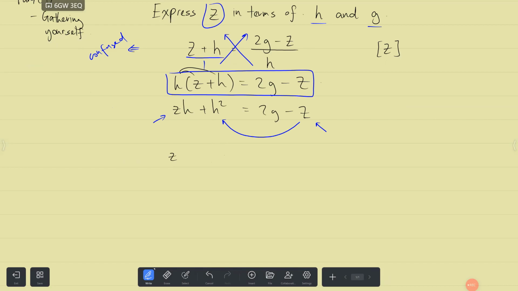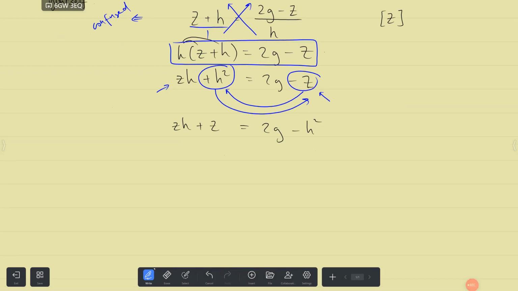So it becomes ZH plus Z, or you send the negative Z over to the left-hand side, and you kick everything that's not your friend. So over here, you can kick H squared away, put it to the other side, so it becomes 2G minus H squared. So as it stands, you are very clear that H squared should be away because ultimately you still want to be alone. So how do you recollect yourself? Well, simply put, when you recollect yourself, you're actually just factorizing. So factorize Z out, and you get Z(H plus 1) equals 2G minus H squared.